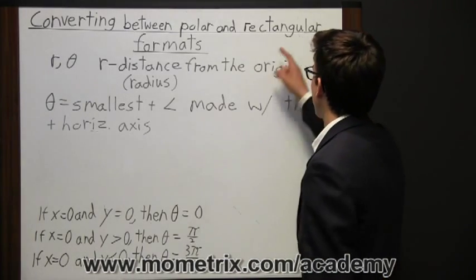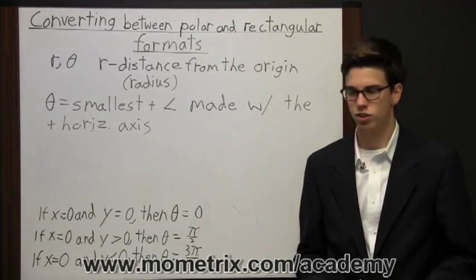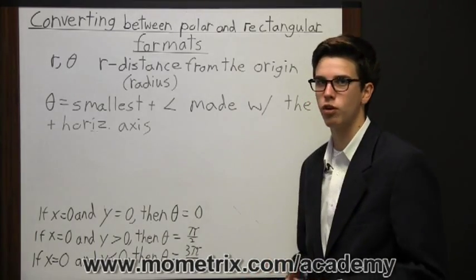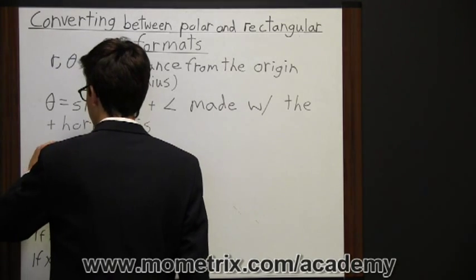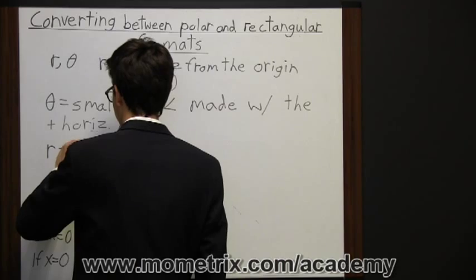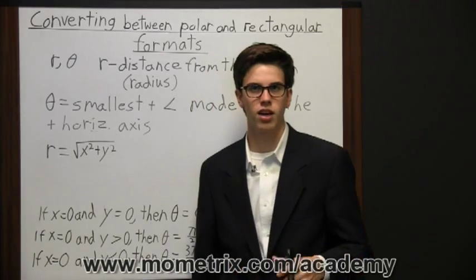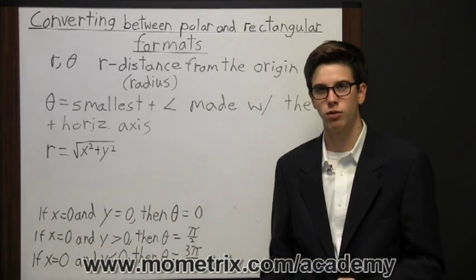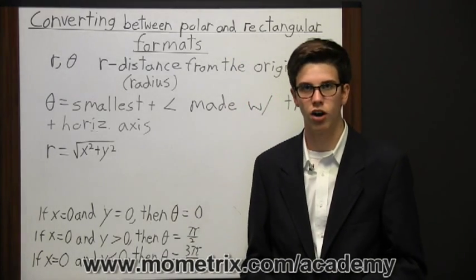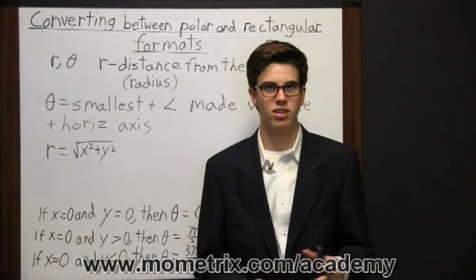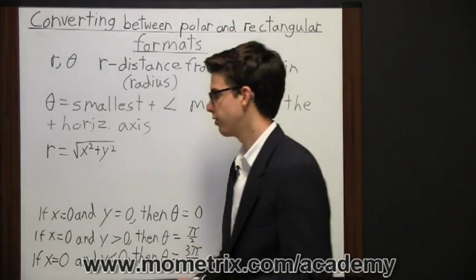Now, if we have the rectangular format and the polar format, there has to be a way to translate between the two. So if we're trying to convert from the rectangular format to the polar format, there's two equations we have to use. The first is to find r, and we do that by taking the square root of x squared plus y squared. That's really simple. If x is positive, you use the positive square root value for r. If x is negative, you use the negative square root value for r.